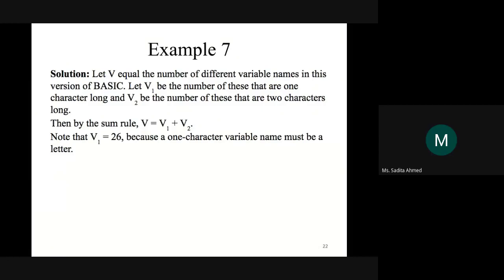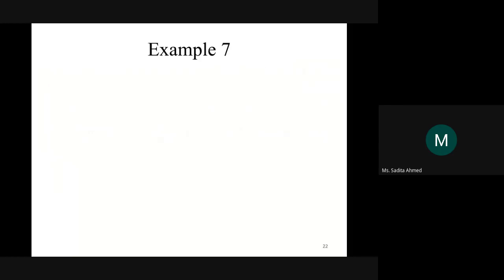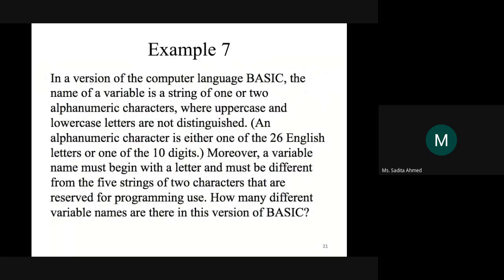Now let's talk about v2. v2 is a little bit complicated. First of all, it's 2 characters long, so it's not going to be as straightforward as v1. The task is choosing a variable name that is 2 characters long. Can we not break it down into 2 smaller tasks: choosing the first character and then choosing the second character? Yes, miss.